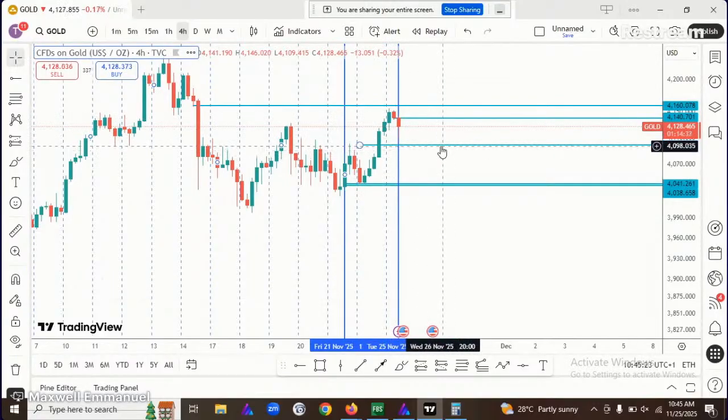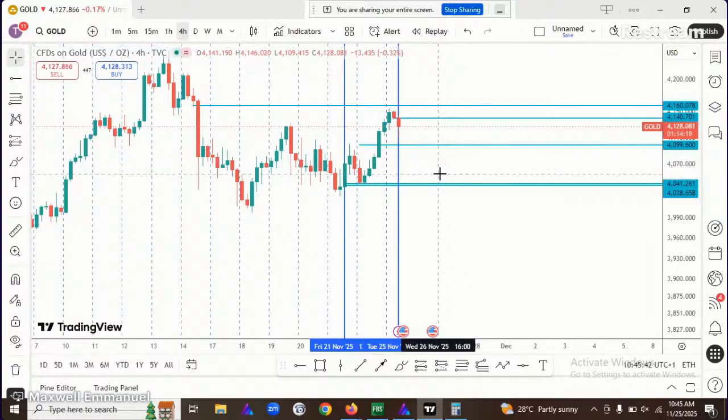my target will be the average for today. My stop loss will be the high of this candle. So my risk reward will be like 1 to 2, right? If I'm selling from this point, my target is here and my stop loss is here. That's like a risk reward of 1 to 2 point something. So that's my plan for gold.